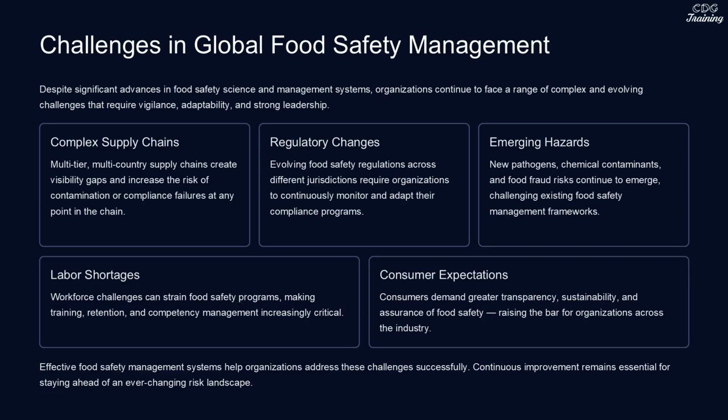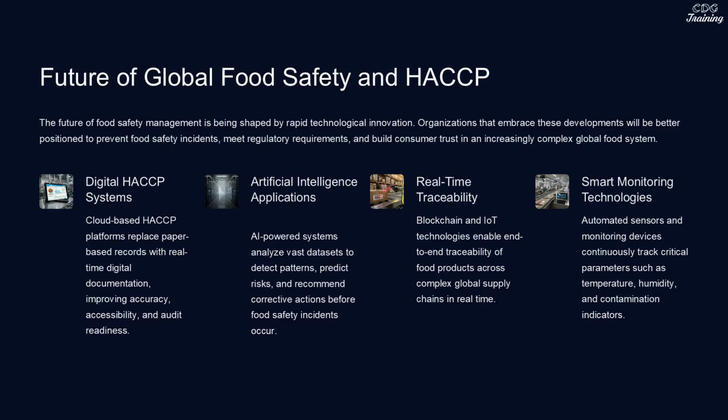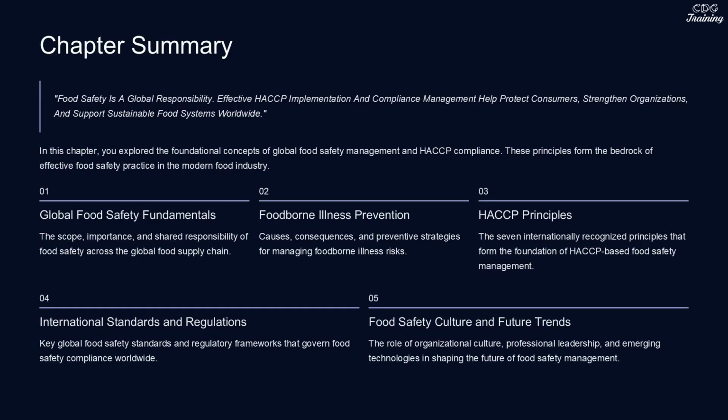Despite advancements, challenges in global food safety management persist, requiring adaptive strategies and strong leadership to overcome them. The future of food safety is being shaped by technological innovations, enhancing safety measures and building consumer trust in a complex global food system. This chapter covered the foundational concepts of global food safety management and HACCP compliance, emphasizing the importance of effective systems and future trends.